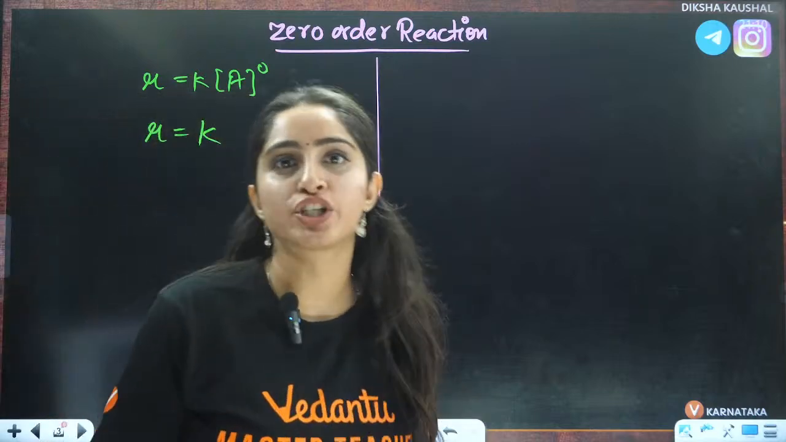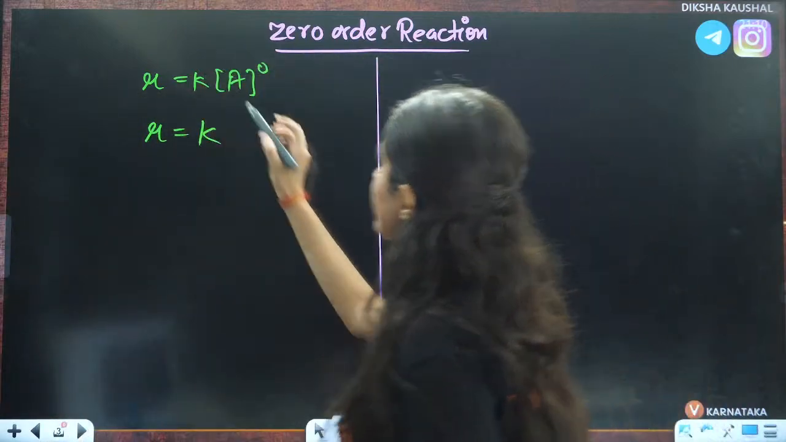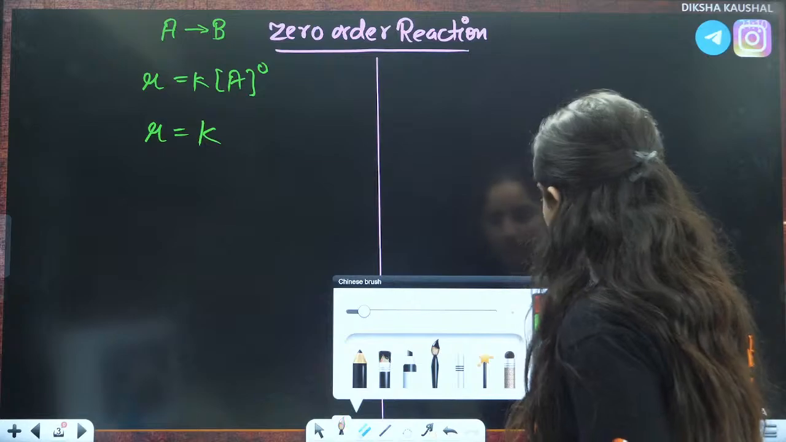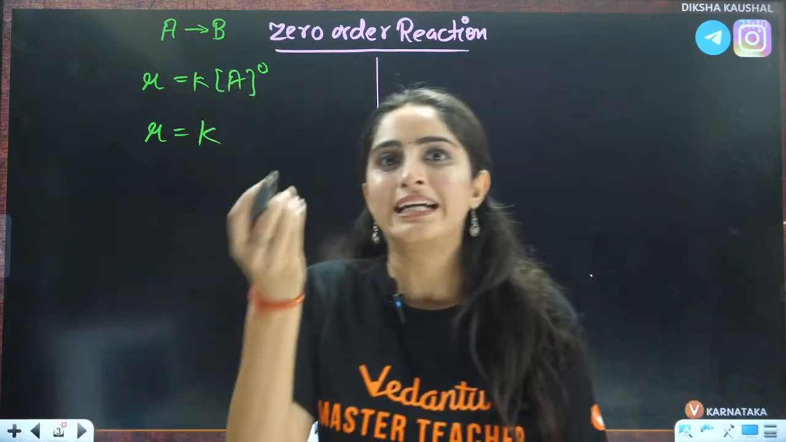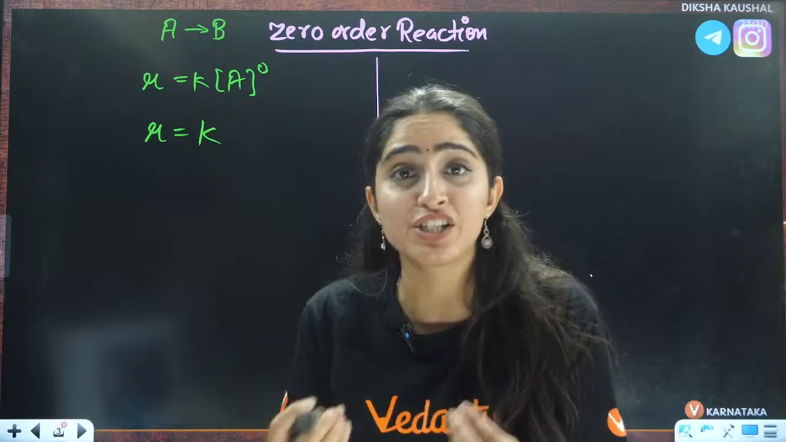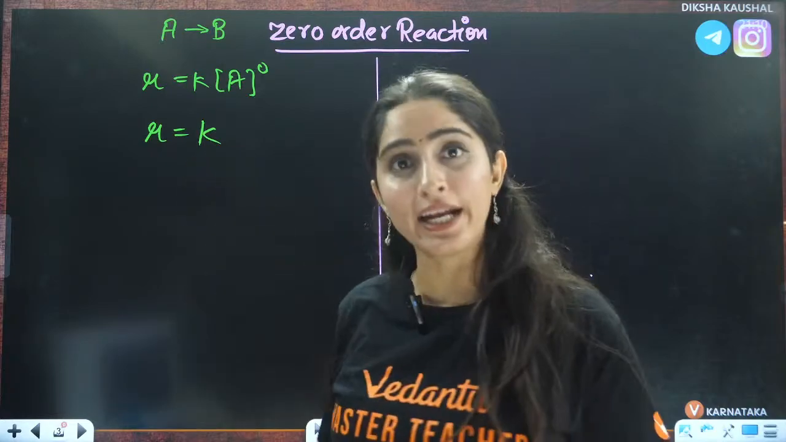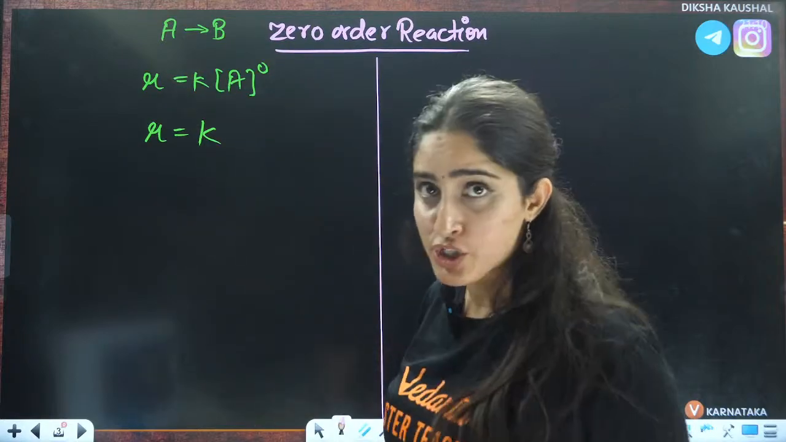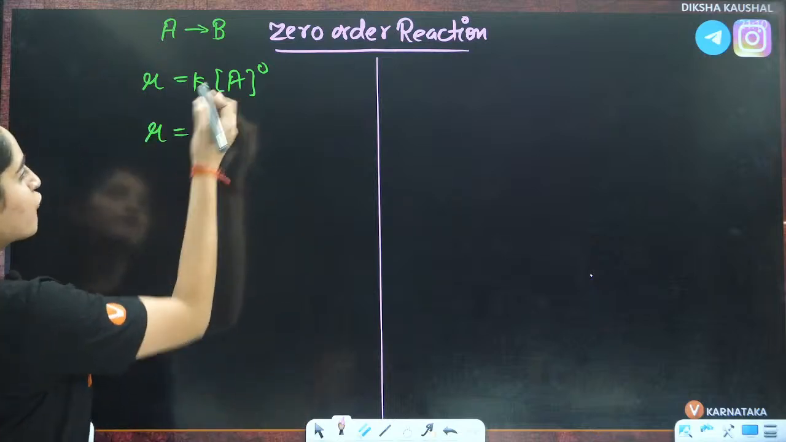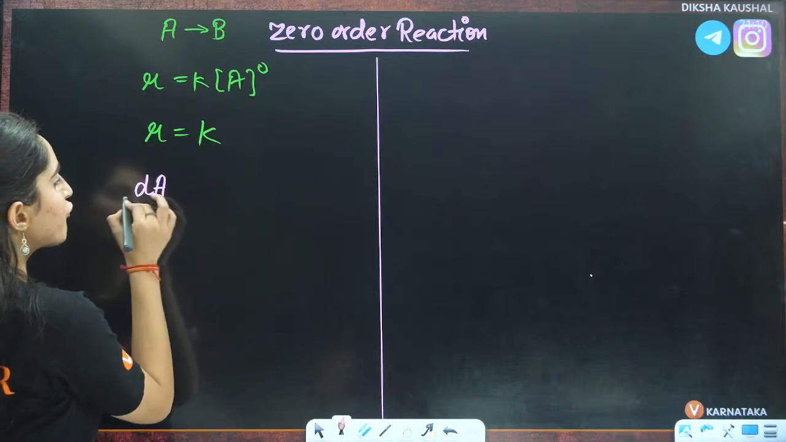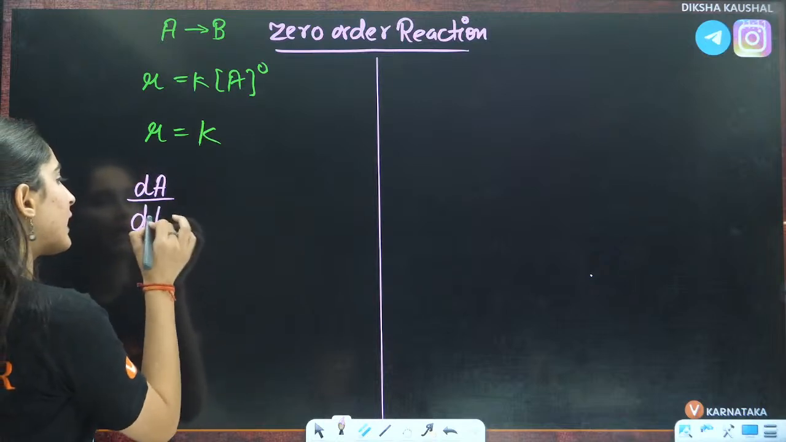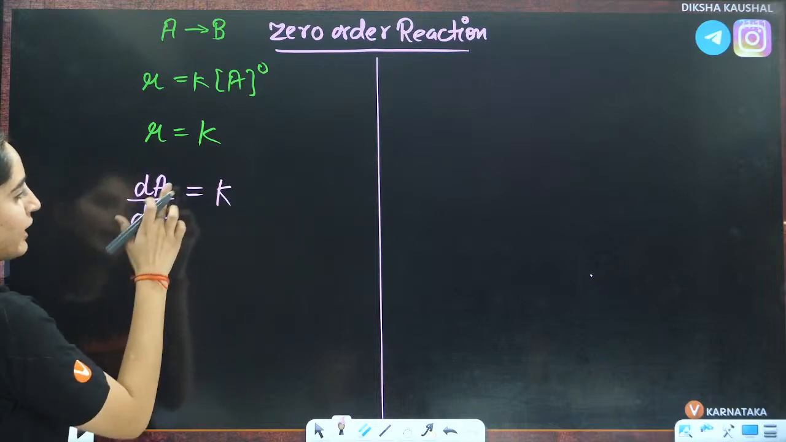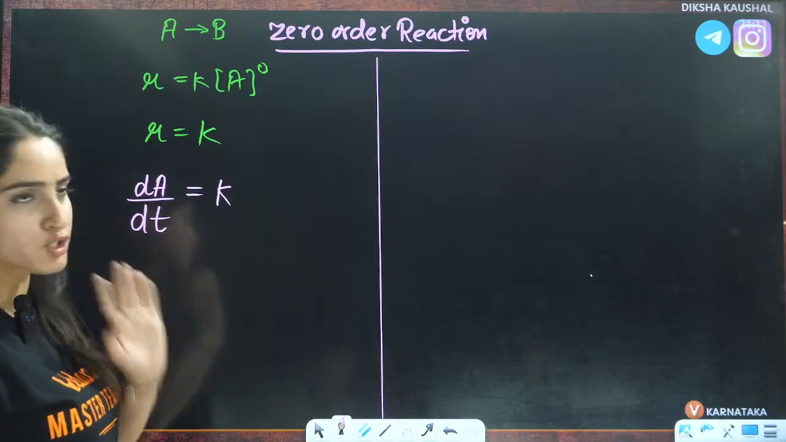Now from the differential equation, if I am saying that A gives rise to B, this is your chemical reaction. So can you tell me, in the form of d by dt, in the form of differential law, what will be the answer of rate? We have two things. First is this rate law expression. Second is by differential method. By differential method, we have rate of change of reactants divided by time is equals to K. This becomes dA by dt, and this is your K.